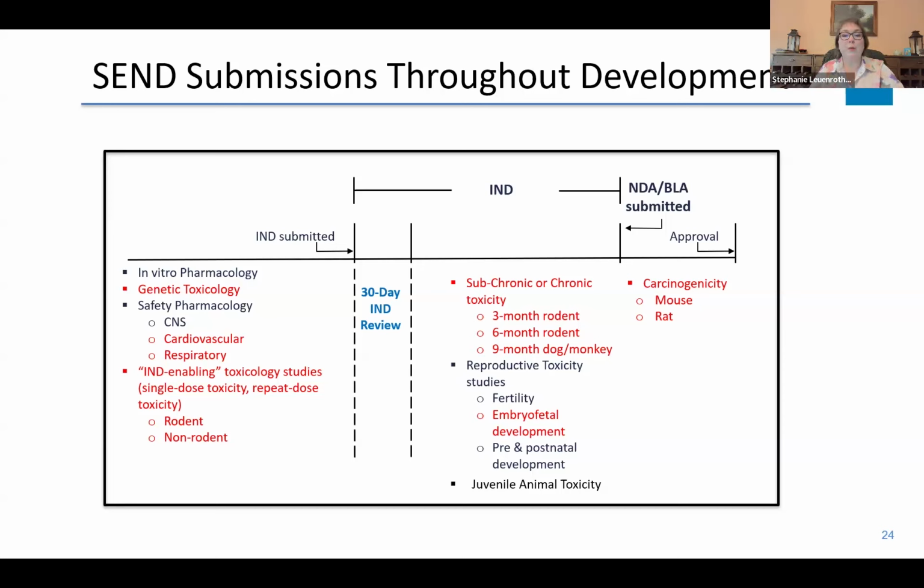Now, throughout development, longer-term studies are conducted, subchronic or chronic toxicity studies. There are certain reproductive toxicity studies. The only one that's modeled right now in SEND are the embryo-fetal development studies. And then the carcinogenicity studies. So these, either 6-month or 2-year mouse or rat carcinogenicity studies, they can come in under the IND. Sometimes they're only submitted with the NDA or the BLA. So again, at any point in that drug development timeline, there's studies being submitted that could and likely have a SEND requirement.